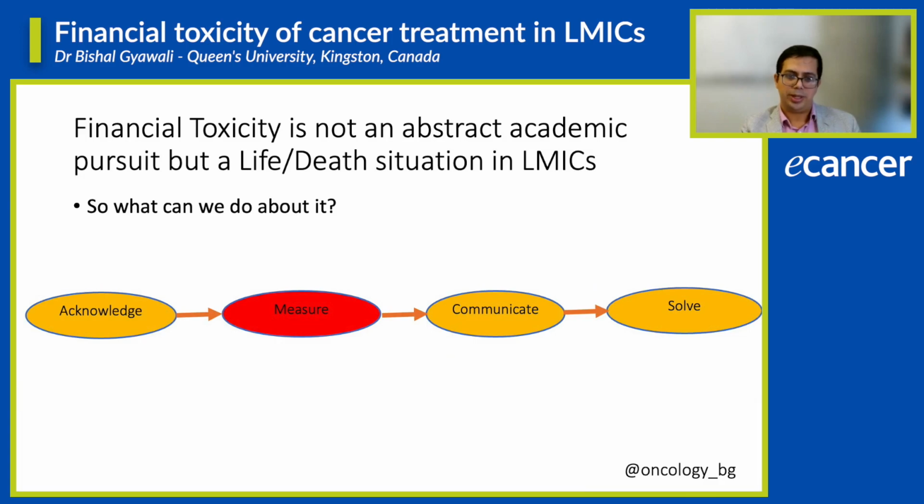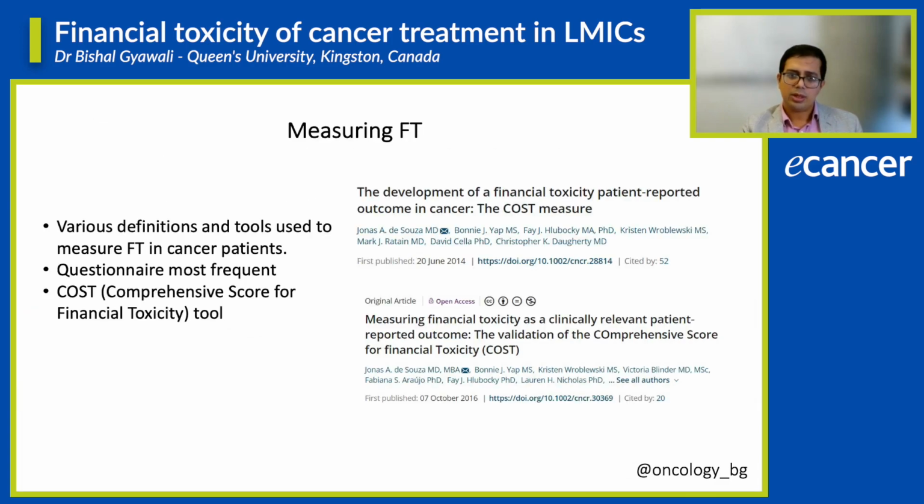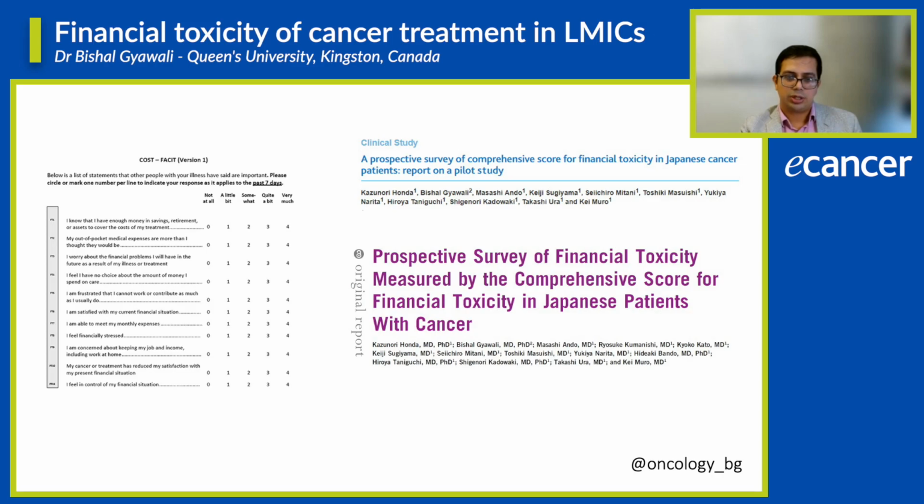So let's talk about measuring financial toxicity. How do we measure financial toxicity then? The first formal tool that was developed to measure financial toxicity is called the COST tool. COST stands for Comprehensive Scope of Financial Toxicity. This was developed in the United States in Chicago, and it is based on a questionnaire. And this is what the questionnaire looks like.